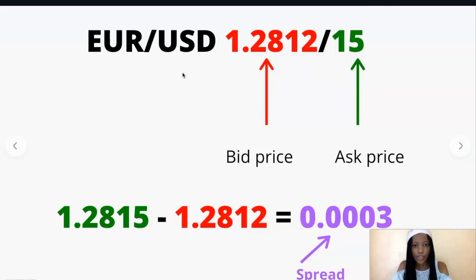Okay? The spread is the difference between the bid and the ask price. So we have our Euro USD quote, and our quote is currently at 1.2812 for the bid price and 1.2815 for the ask price. So we are selling at 1.2812, we are buying at 1.2815. So the spread is the difference between the bid price and the ask price. 1.2815 minus 1.2812 will equal 0.0003, and this is the spread.